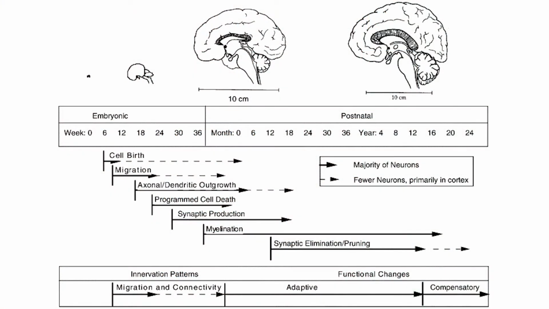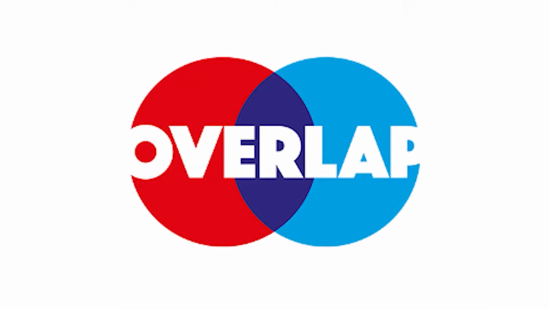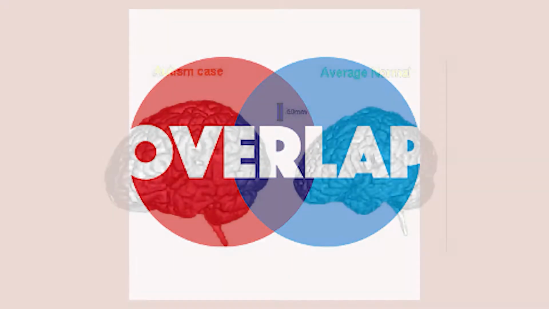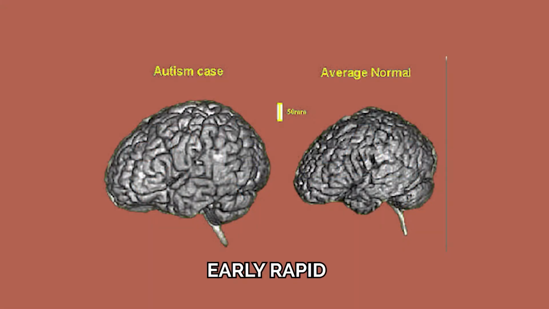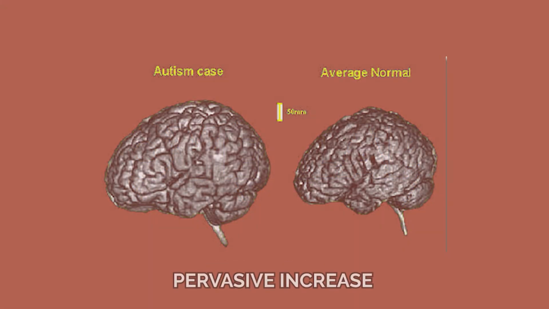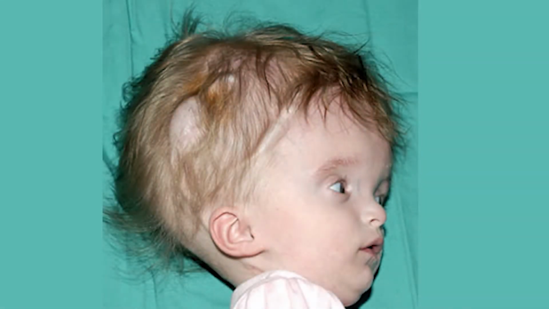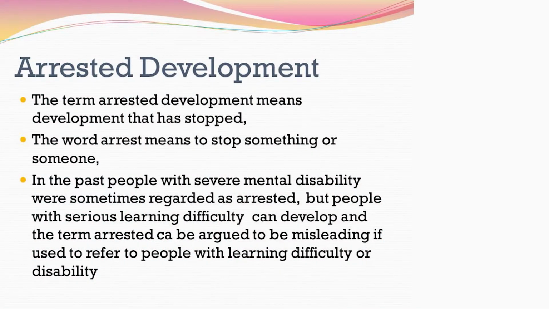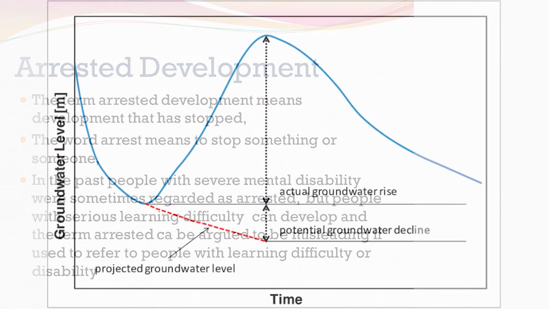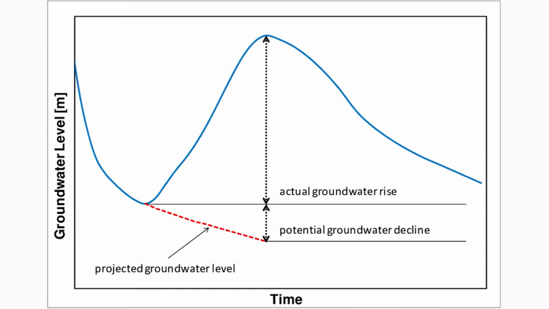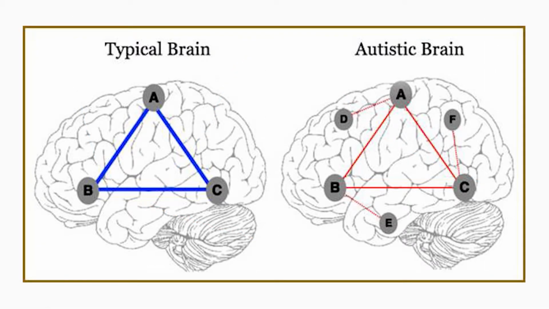So we have talked about some similarities and differences. Another difference is in the trajectory of brain development, and so despite some of this overlap, again, there are some differences. In autism, we see an early, rapid and pervasive increase in brain size during infancy and toddlerhood, which can result in some children having a larger head circumference, followed by an arrested development in later childhood and potential decline into pre-adolescence and adulthood, where there is what we call over-pruning of connections.